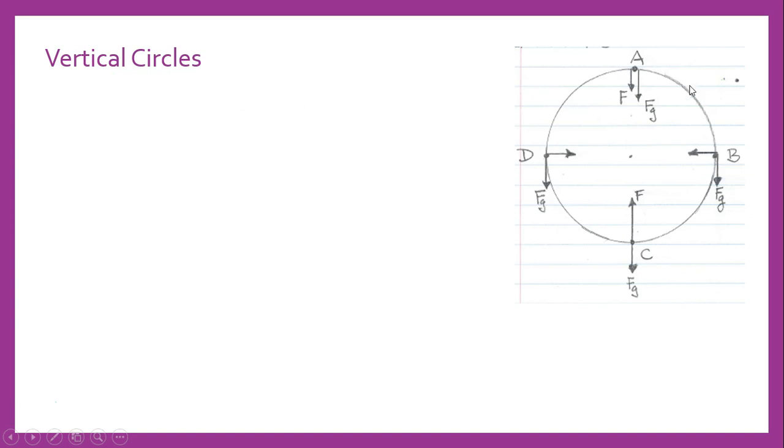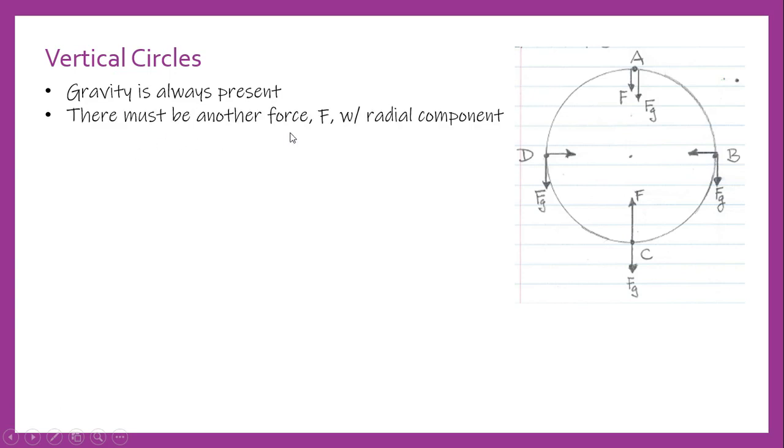A vertical circle is, just as it implies, a circle that is in the vertical plane. An example of this would be a yo-yo, a Ferris wheel. They're just some of the common examples. So there are some key constant characteristics of a vertical circle. Gravity is always present. There must be another force with a radial component.